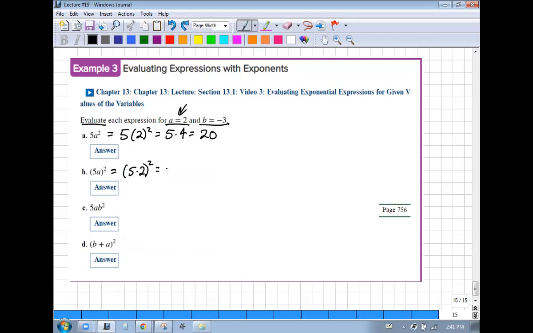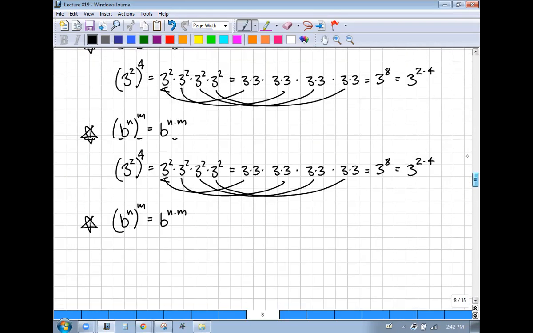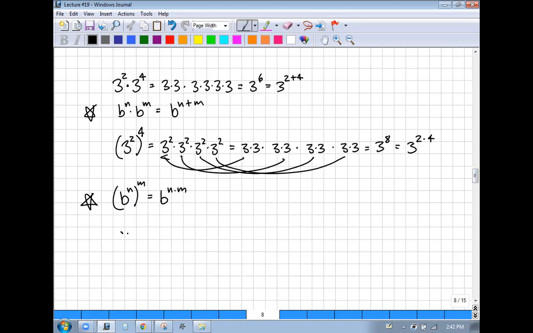5 times 2 is 10. And 10 squared is 10 times 10. So this is 100. All right, here's another rule. I'm going to go back up here to where we had the rules. Is this it? Yeah. Let's say I have a times b to the n.